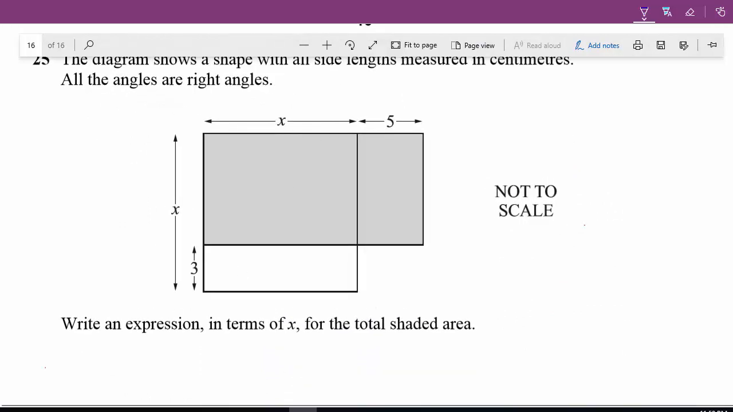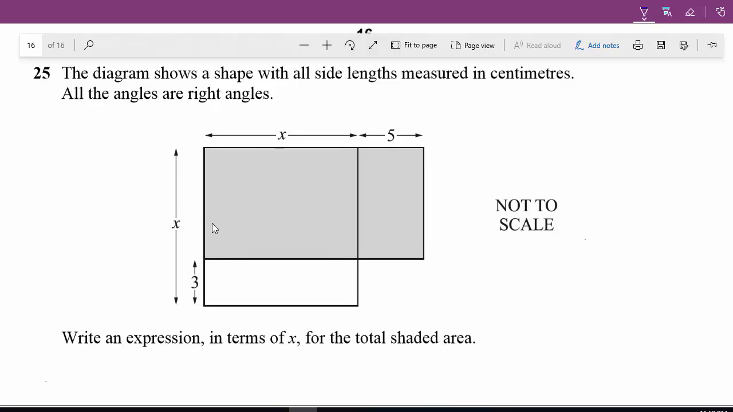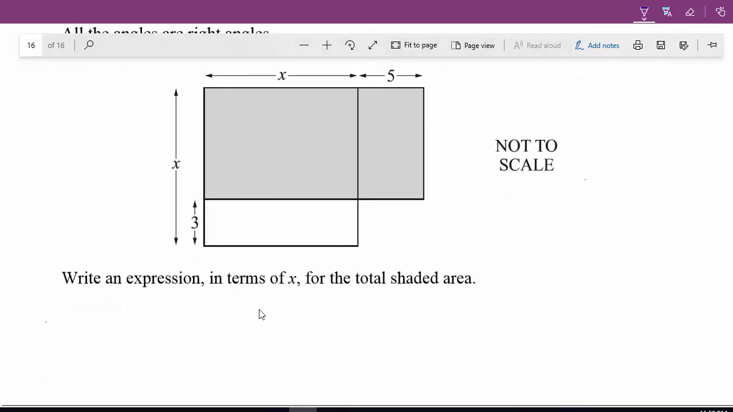The shaded region, as you see, it's a rectangle. The question says write an expression in terms of x for the total shaded area. You don't have to find the area exactly, you just have to write something to represent the area. To represent the area of a rectangle, we usually use length times width. The length of this rectangle, this much is x, this much is 5, so the length is x plus 5.